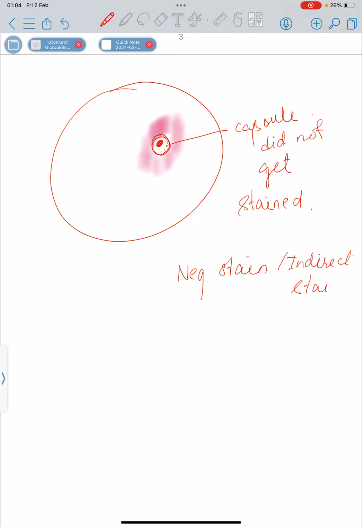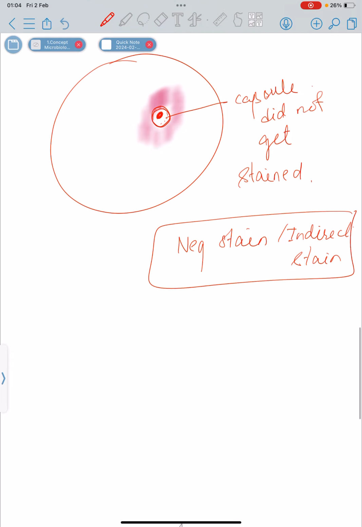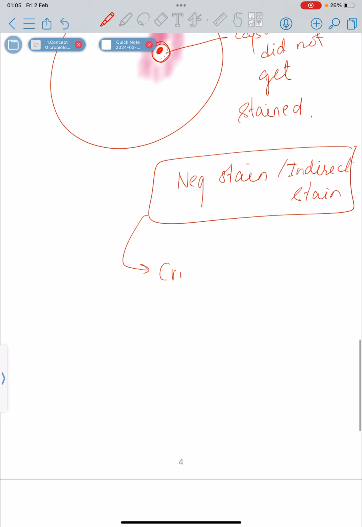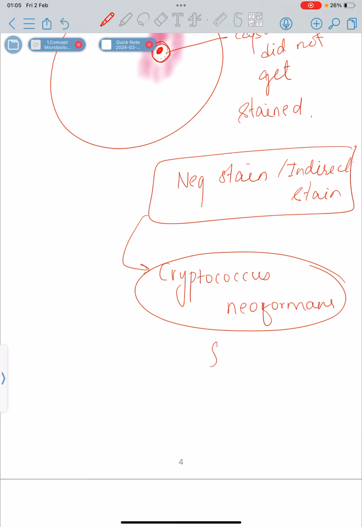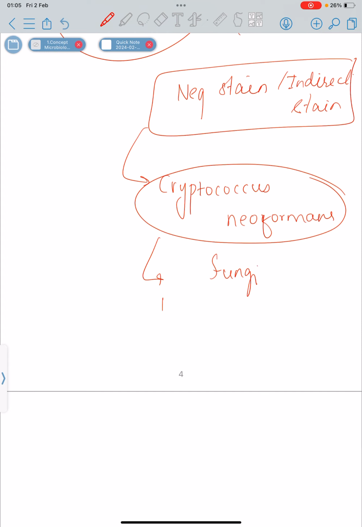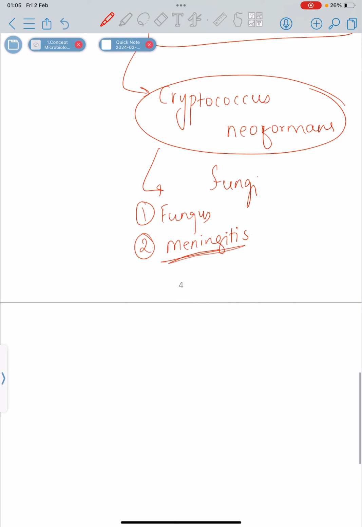A very good example of it would be Cryptococcus neoformans, which is a fungus. What does it cause? Meningitis. Okay, mainly meningitis, but other lesions and other diseases can also be caused.